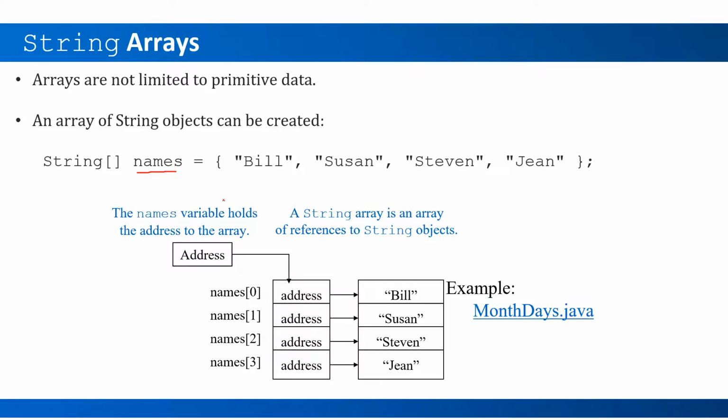Now, the difference here from what you may have expected is that it's not pointing to an array that contains Bill, Susan, Steve, and Jean. Instead, it's pointing to an array of reference variables pointing to these strings. So that's the tricky part. The reference variable names is pointing to an array of other reference variables. Each element in that array of reference variables is pointing to an actual string in the memory. That is the tricky part.